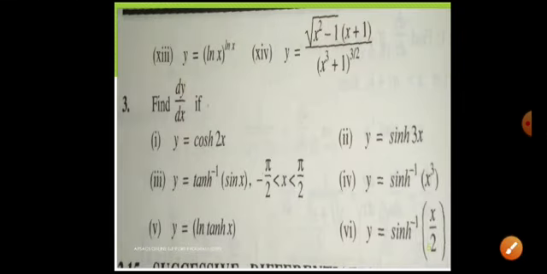Next, the fifth one is y equals natural log of tan hyperbolic of x. I have to find its derivative.